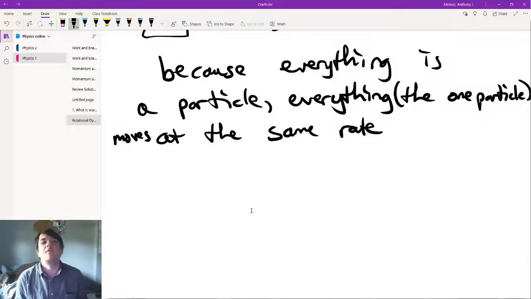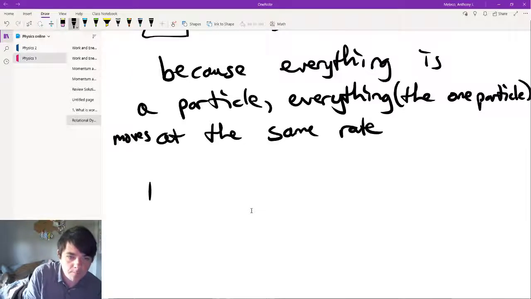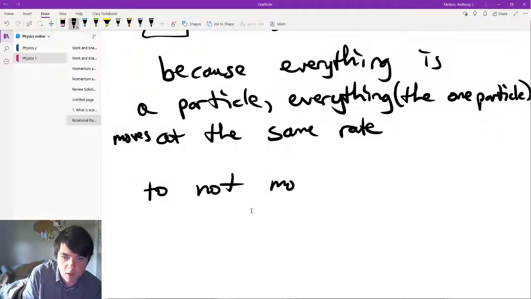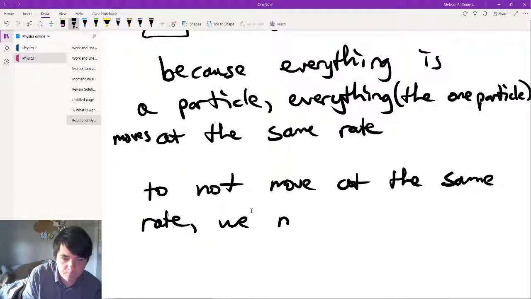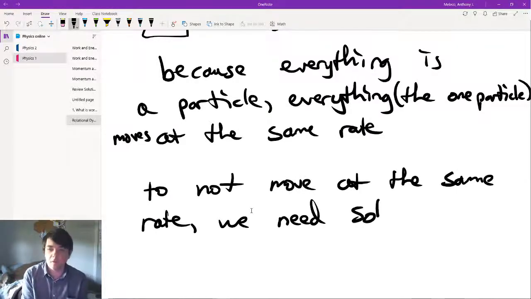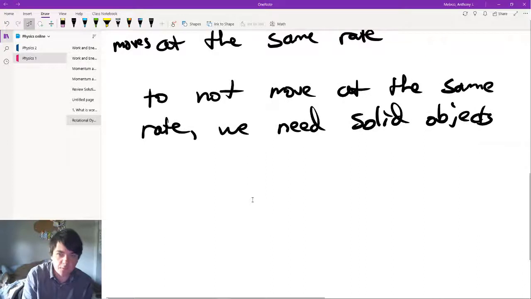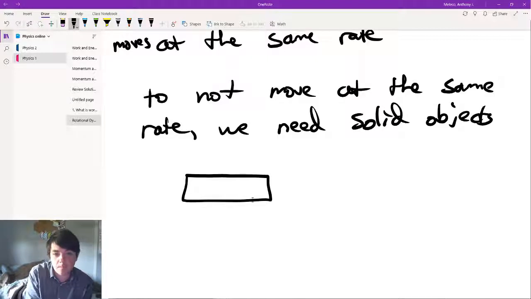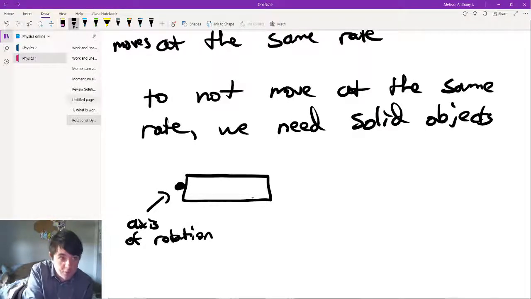So you must be wondering, if things aren't moving at the same rate, what happens? Well, to not move at the same rate, we need solid objects. So it's stuff that we haven't talked about. So the box now is a box, but more than that, we need something known as an axis of rotation. So we need something to rotate about.